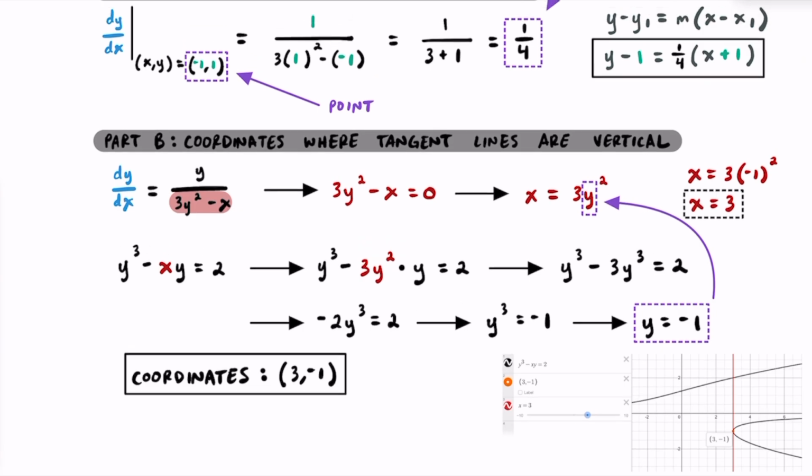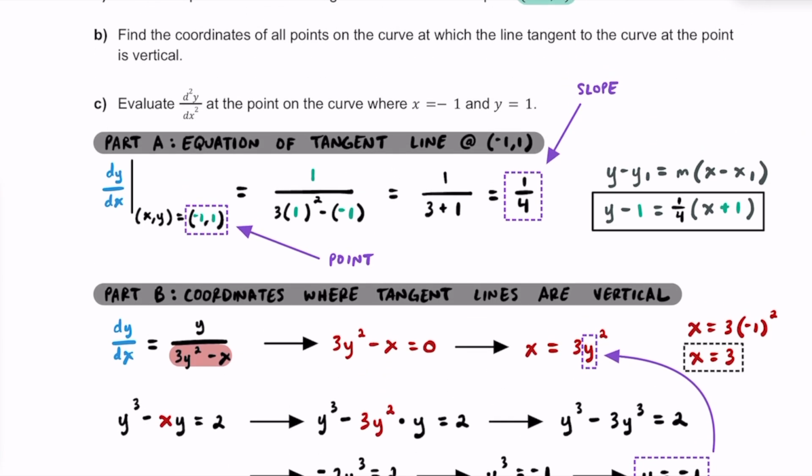All right, let's take a look at part C. What do we have to do here? In part C, we have to evaluate the second derivative at the point on the curve where x equals -1 and y equals +1.